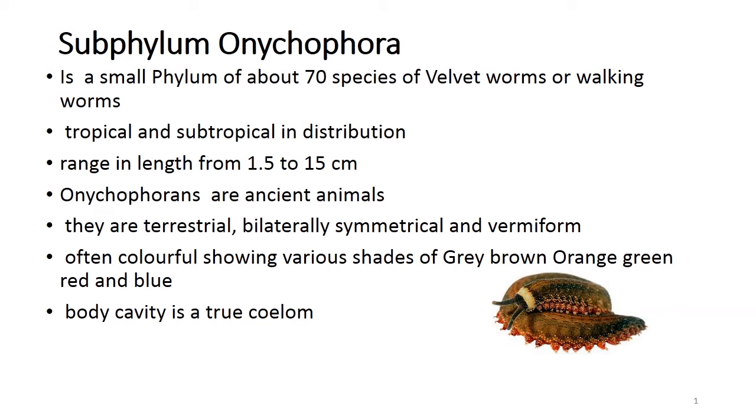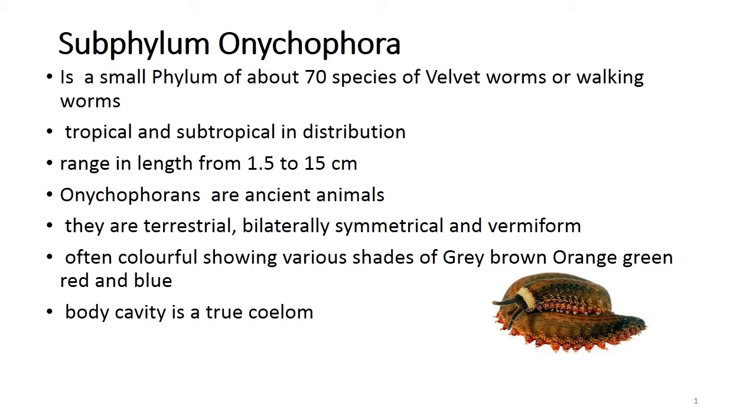Subphylum Onychophora. The subphylum comes under Arthropoda, but under some classifications, Onychophora comes as a phylum. Here we study it as subphylum Onychophora. It is a small phylum of about 70 species of worms which are known as velvet worms or walking worms. They are tropical and subtropical in distribution and range in length from 1.5 to 15 centimeters.